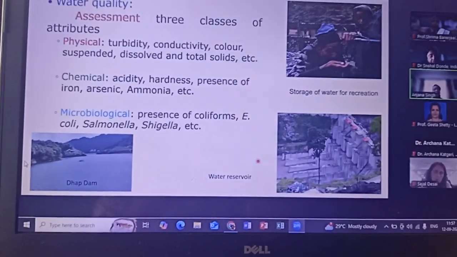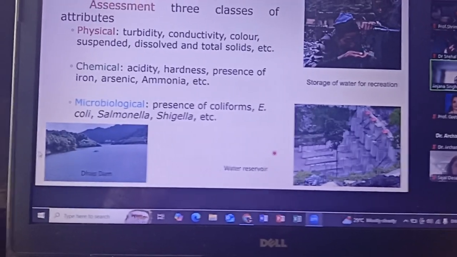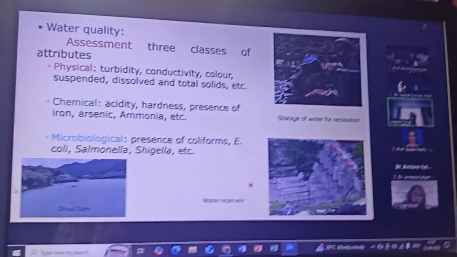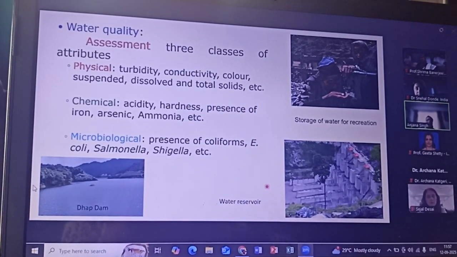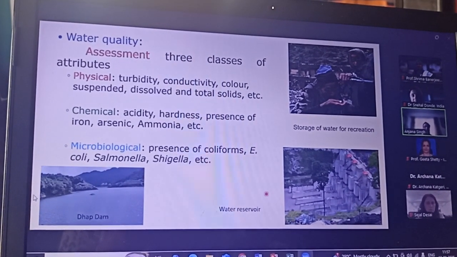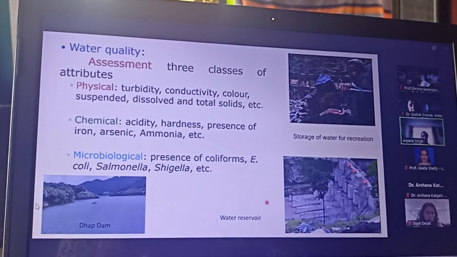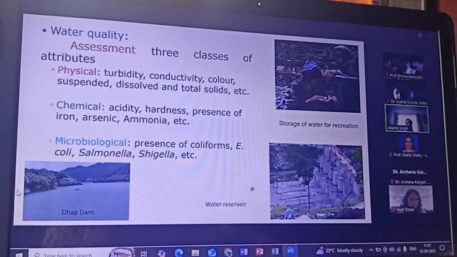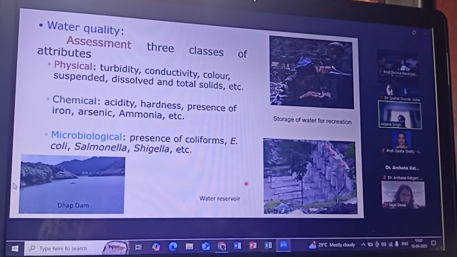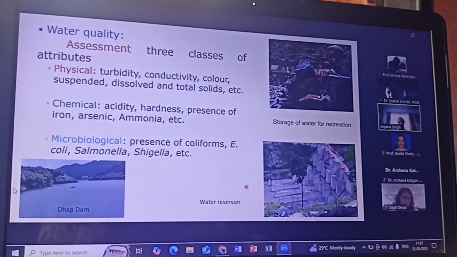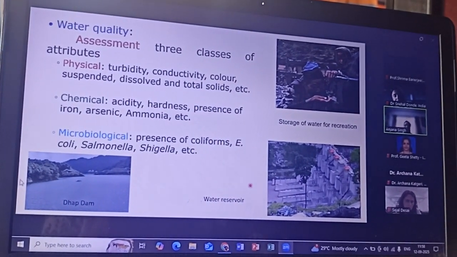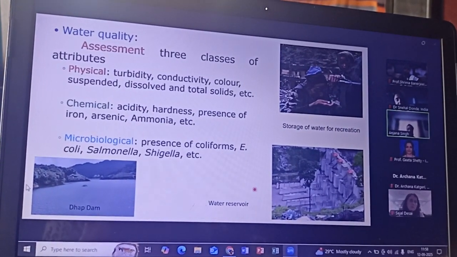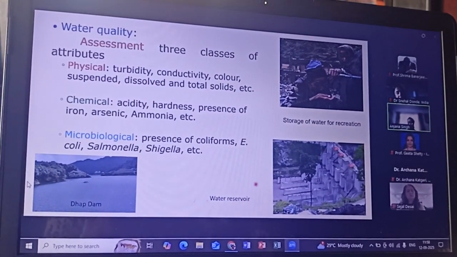When we talk of physical, it is turbidity, conductivity, color, suspended solids, dissolved and total solids, etc. When we talk of chemical parameters, there are acidity, hardness, presence of iron, arsenic, ammonia, etc. And in case of microbiological, mostly the organisms involved in polluted water, I'm only talking about these. Obviously more organisms are also present: E. coli, Salmonella, Shigella, etc., and also Klebsiella.